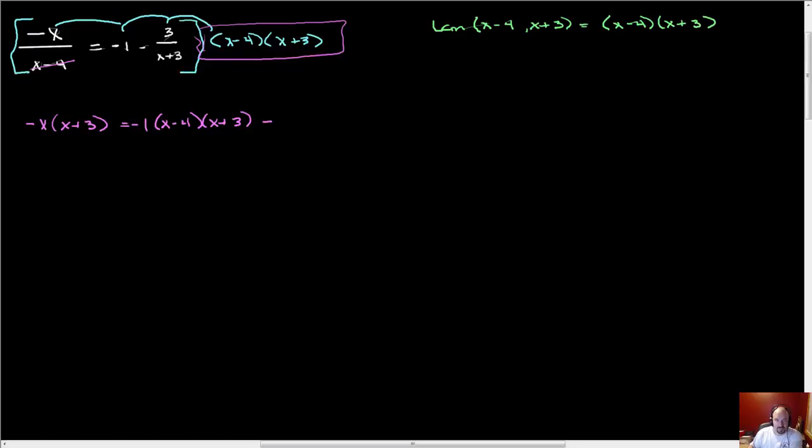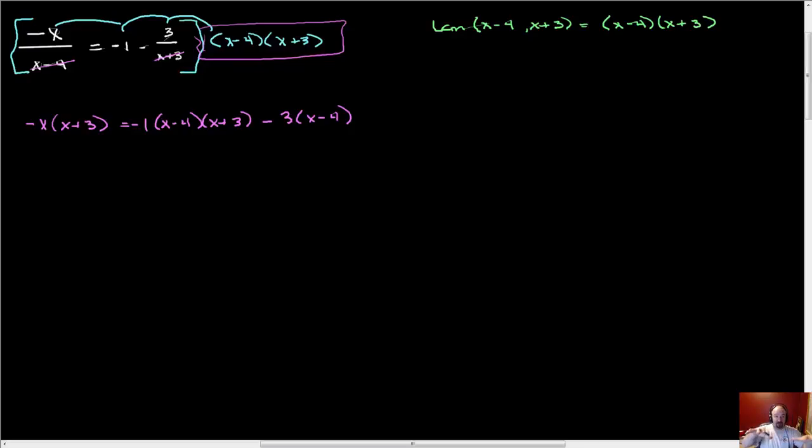minus, now here's where people tend to make mistakes. Be very cautious on this sign. The x plus 3's are going to cancel, leaving me with an x minus 4 factor along with the negative 3. Make sure the x minus 4 comes in parentheses.